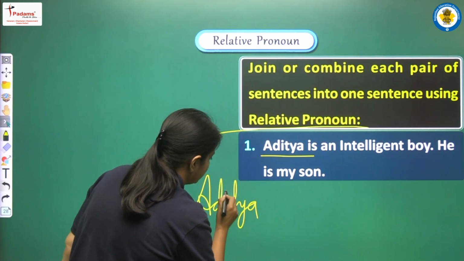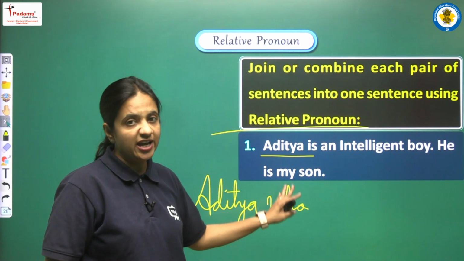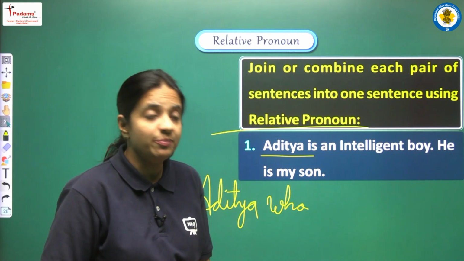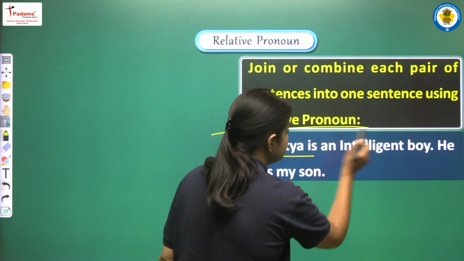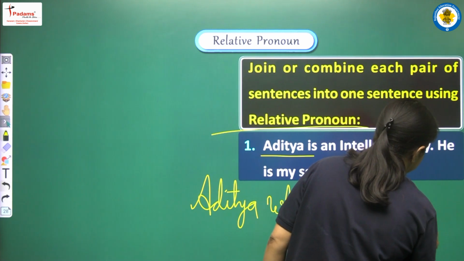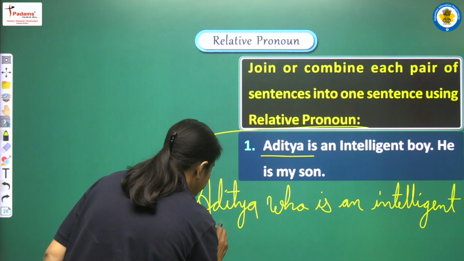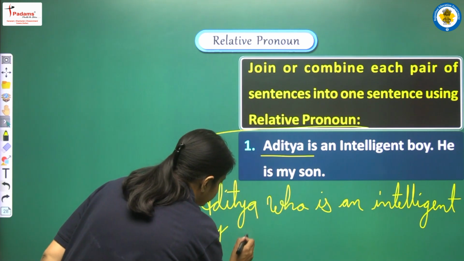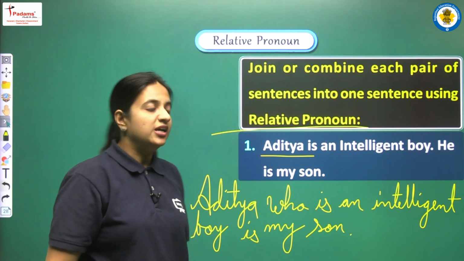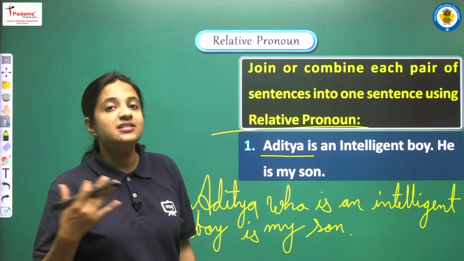So let's see how we can write. Aditya. After that we can use our relative pronoun. So what will be the relative pronoun? The relative pronoun will be who, right? Because we are showing the relation with the subject, and the subject that is given to us is a human being. So we will write Aditya, who is an intelligent boy. So this is our first sentence. Now we have to write is my son. So in this way we have to join the two sentences into one. The complete sentence will be: Aditya, who is an intelligent boy, is my son.